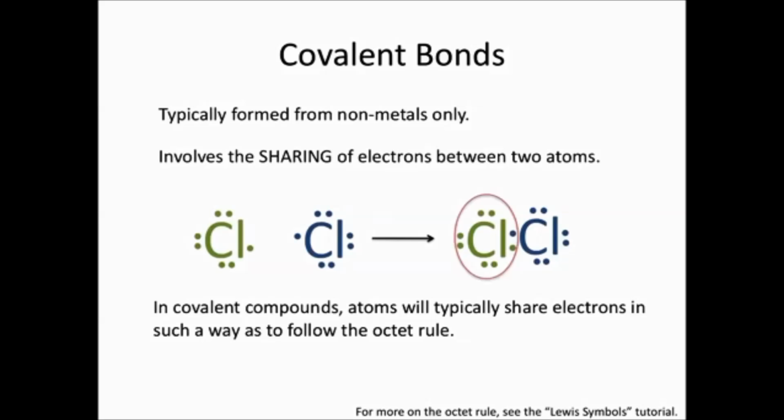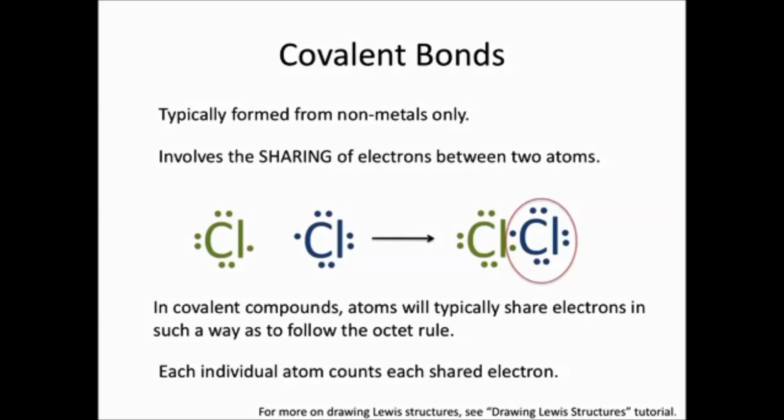And so when looking at the octet rule, meaning each atom is surrounded by 8 electrons, each atom gets to count both of the bonding electrons. So here, this chlorine atom is surrounded by 8 electrons, and so is this chlorine atom. These are the basic differences between ionic and covalent bonds.